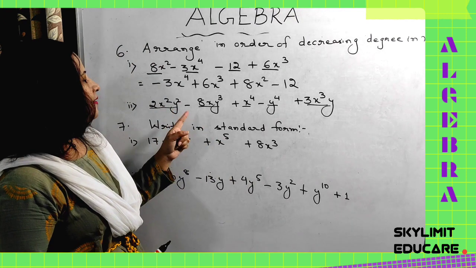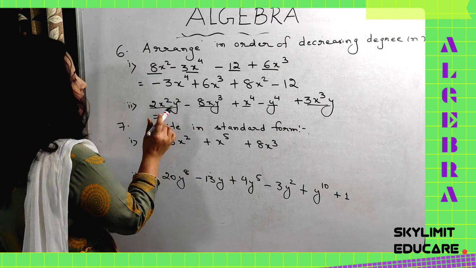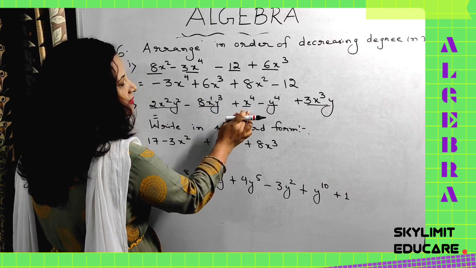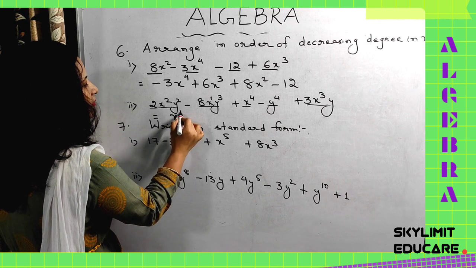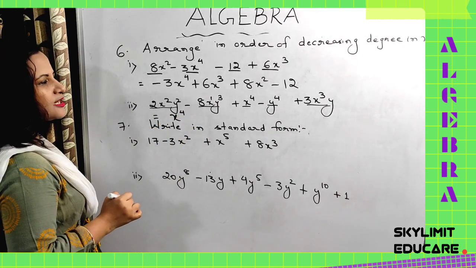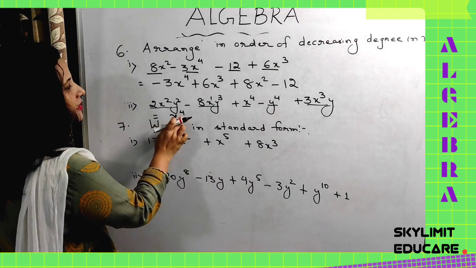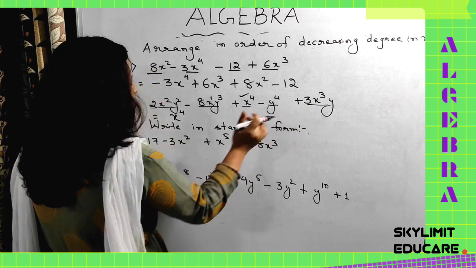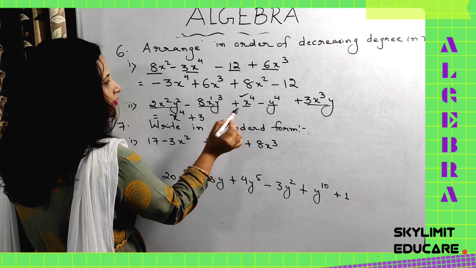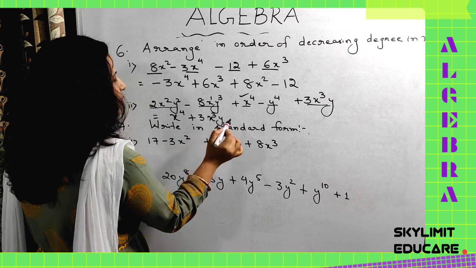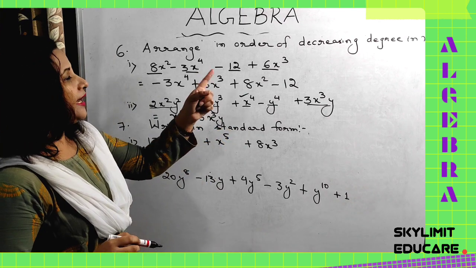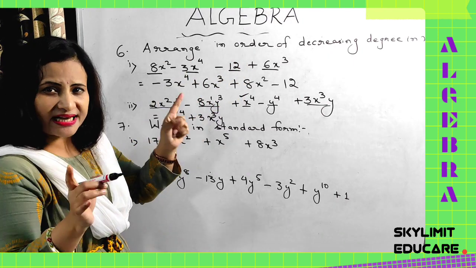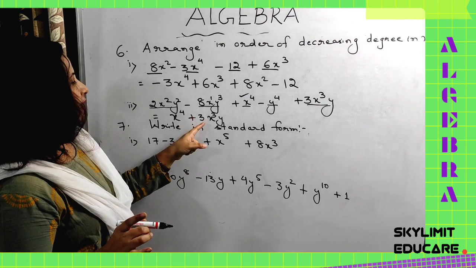Now let us see where x has the greatest power here. Here x power is 2. Here x power is nothing, that means it is 1. So x has the greatest power in this case, so we'll write x to the power of 4 first. Now next, where you have x to the power of 3, this is gone already. X to the power 3 is in this term, so we'll write plus 3x cube y. Because you have to arrange in the order of decreasing degree in x, consider x only here, not y. So 3x cube y.